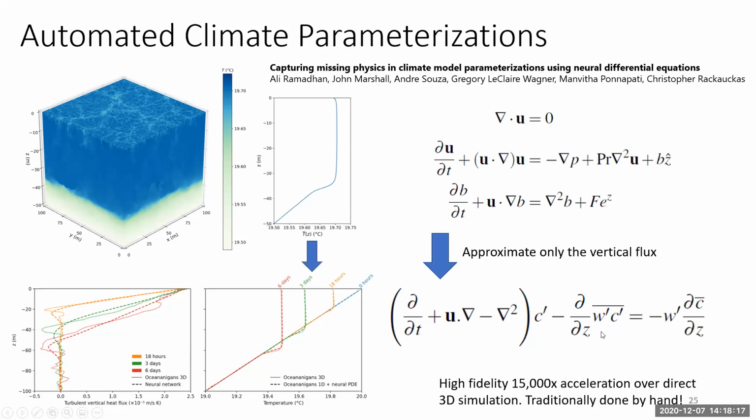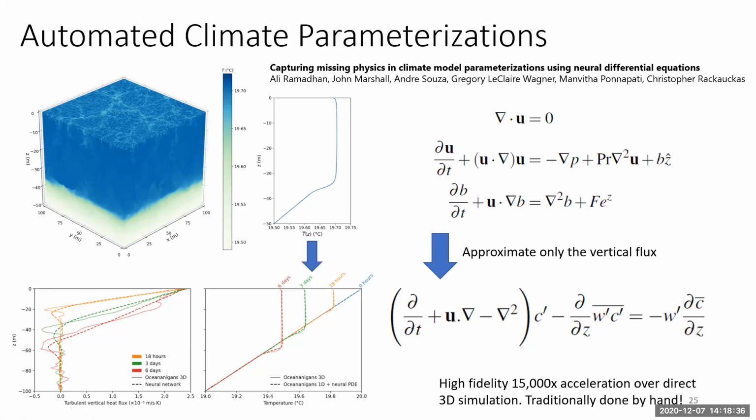And then what we're able to show is that it's able to extrapolate to new parameters and predict quite well what would happen in other parts of the ocean. But it gives you about a 15,000x acceleration from the 3D Navier-Stokes equations. So there's a preprint out that goes through this in more detail.